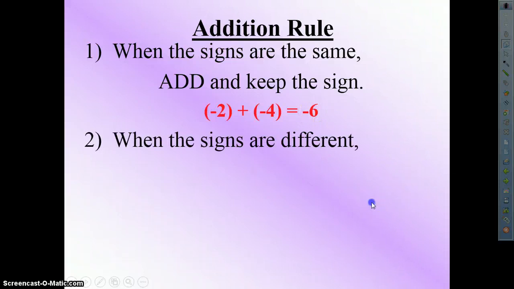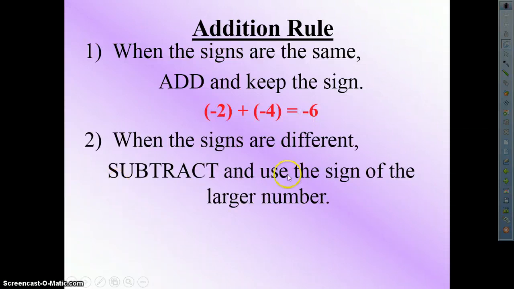When the signs are different, you subtract the numbers, and then you use the sign of the bigger number. Here we've got negative 2 and 4. Our signs are different, so we're going to subtract the two numbers, 4 minus 2. And then we're going to keep the sign of the bigger number. 4 is the bigger number, and it's positive, so our answer is positive 2.